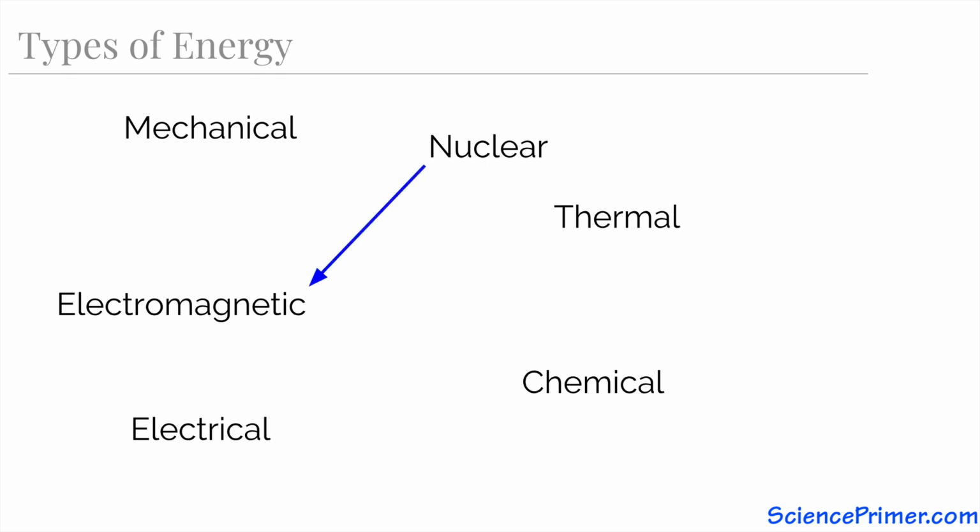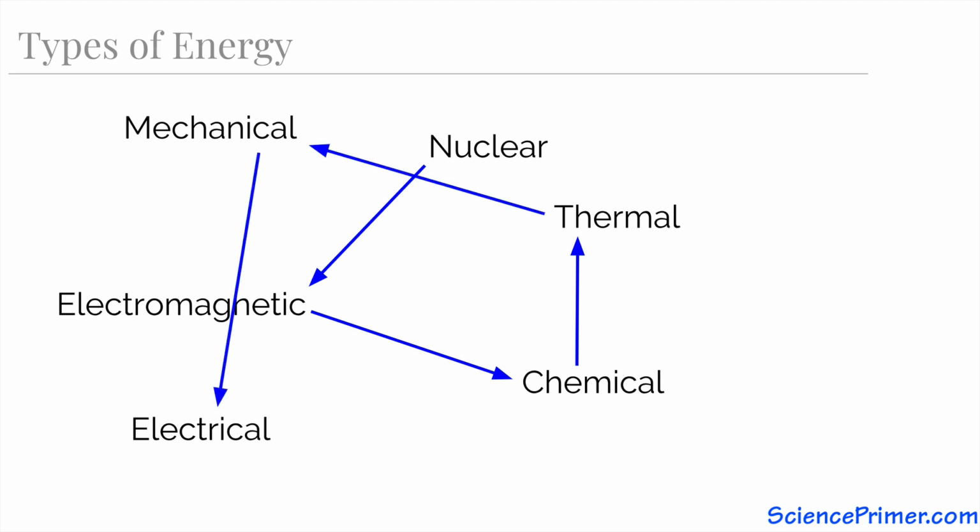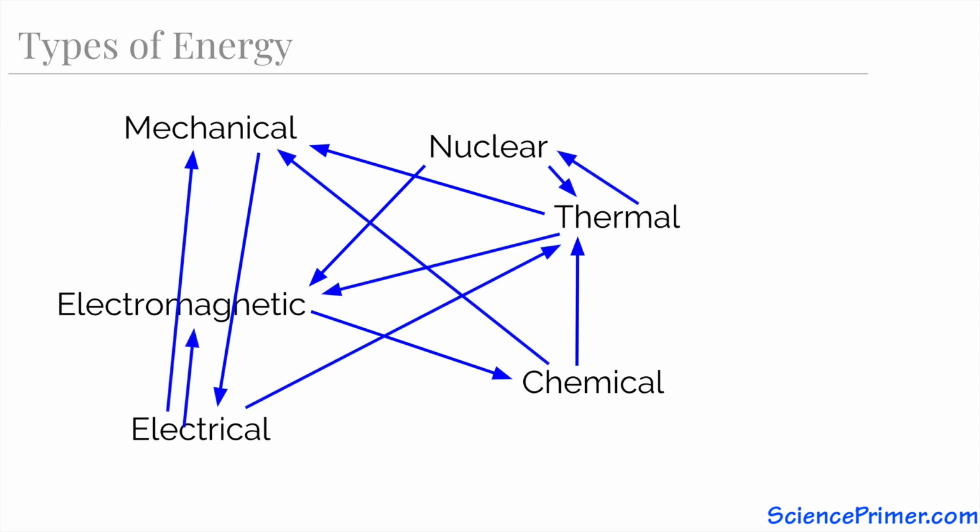Nuclear energy can be converted to electromagnetic energy. Electromagnetic energy can be converted to chemical energy. Chemical energy can be converted to thermal energy. Thermal energy can be converted to mechanical energy. And mechanical energy can be converted to electrical energy. In fact, any form of energy can be converted to any other form. At a basic level, they are all different representations of the ability to do work.